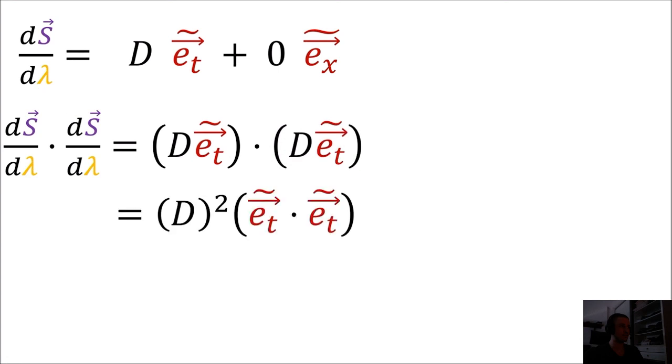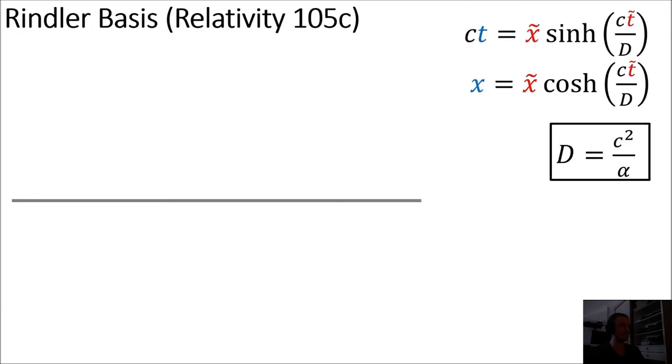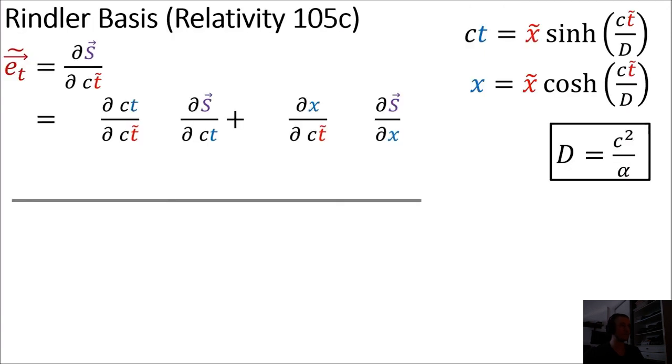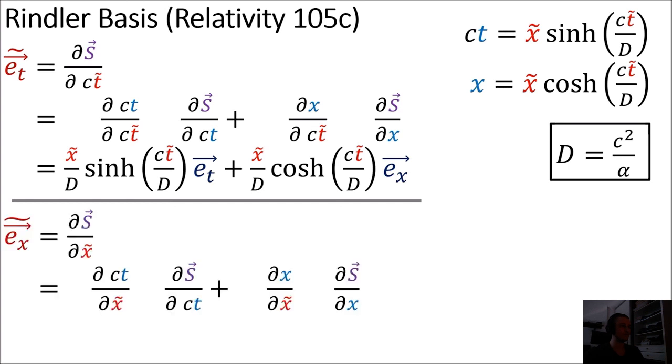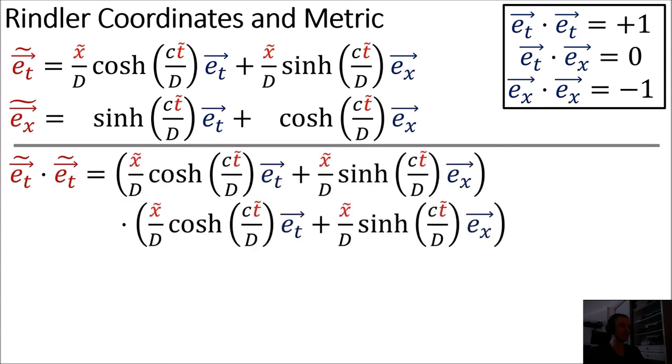Now, a problem here is that we've never calculated the dot products of the Rindler basis vectors before. In other words, we don't know the Rindler metric yet. But it's not difficult to figure out. From Relativity 105c, we learned the multivariable chain rule formulas for changing from the inertial basis to the Rindler basis. So we can take et tilde dot et tilde and expand it in terms of the et and ex basis vectors. After we distribute, the et dot ex terms go to 0.